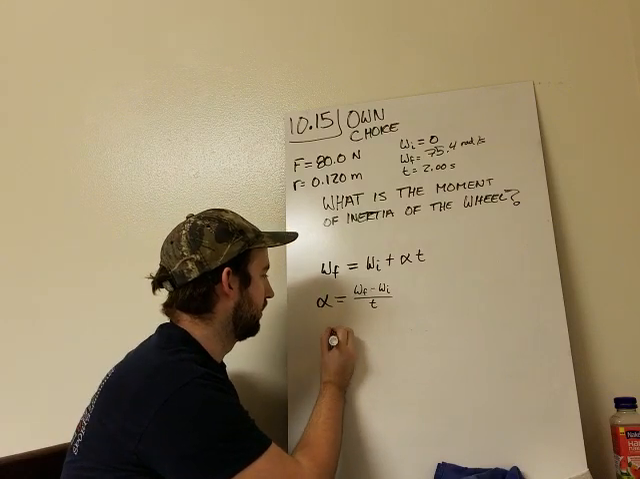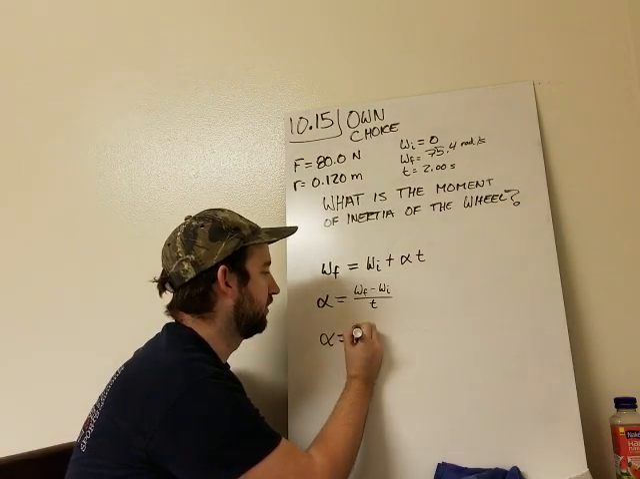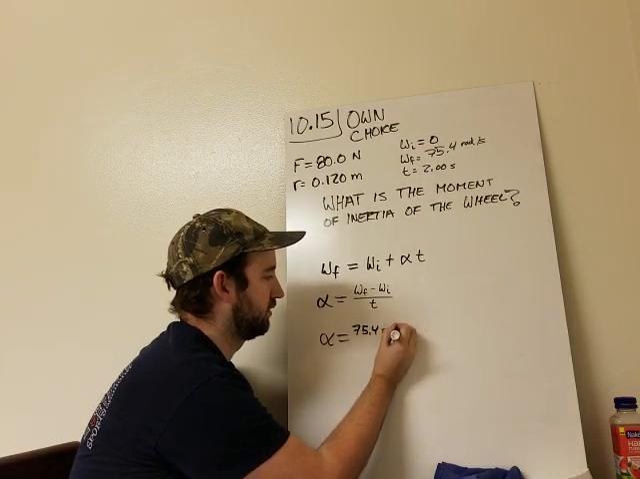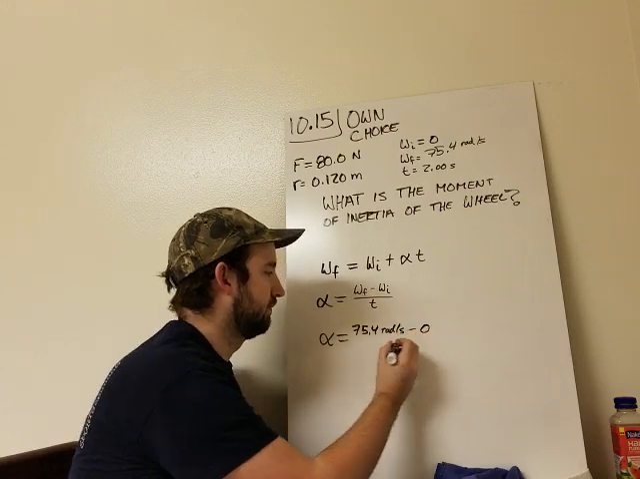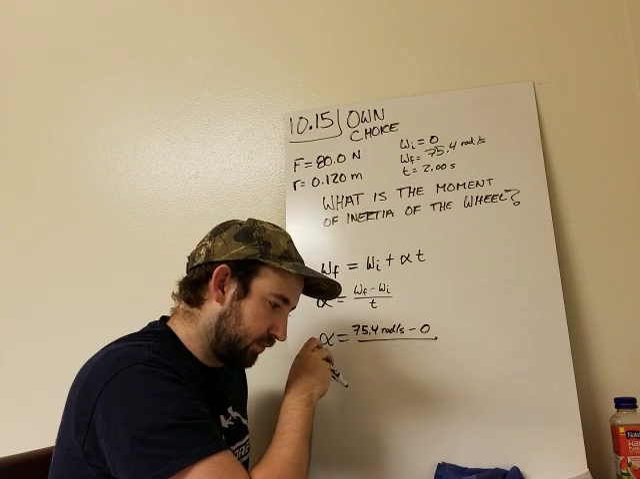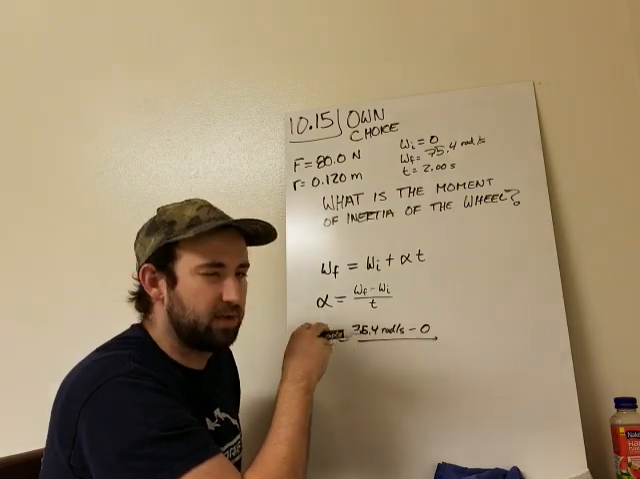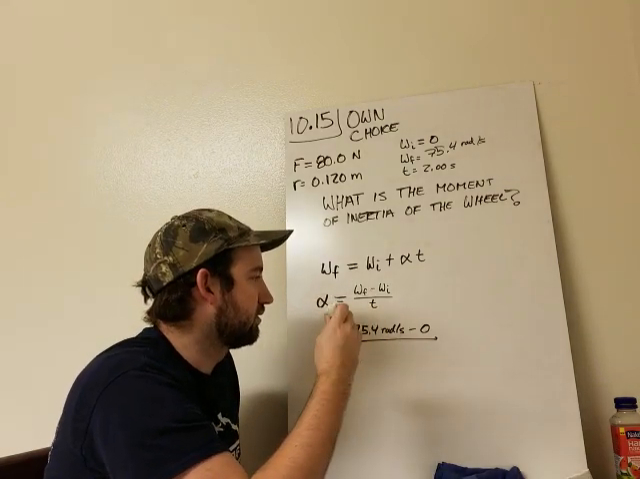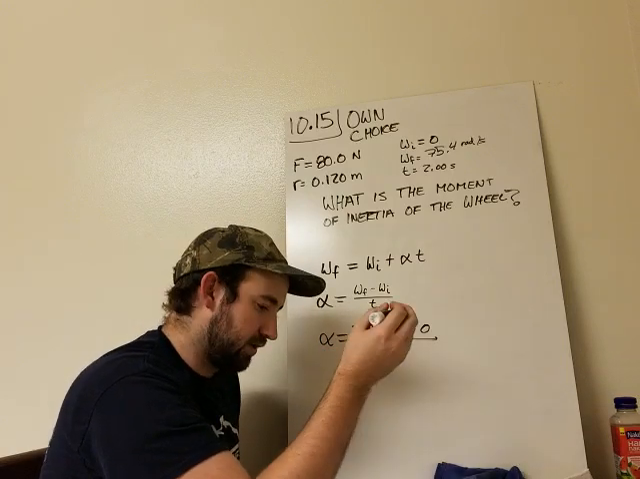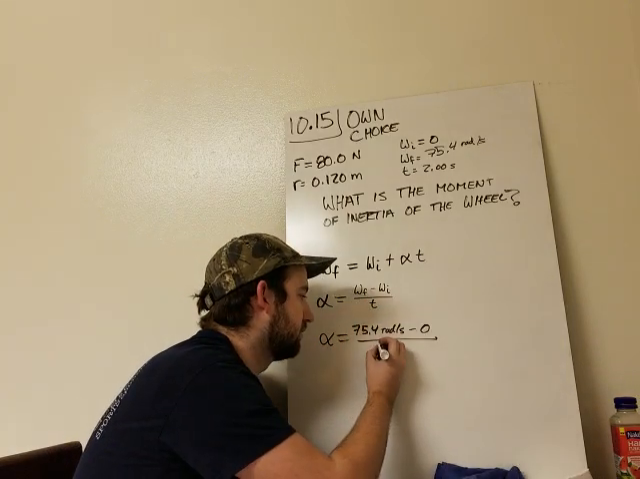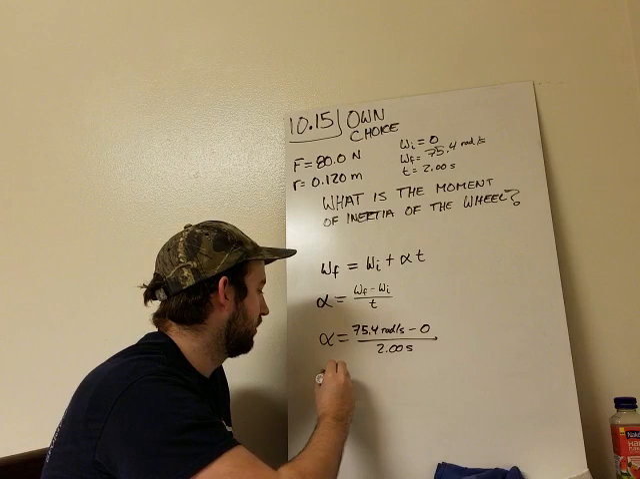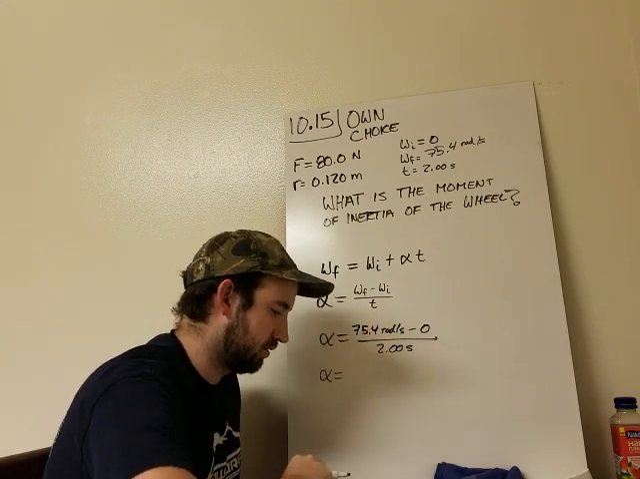So we know that angular acceleration is 75.4 radians per second minus 0, since that was our initial, and that's because it starts from rest. So of course if it's at rest, it's not moving, doesn't have any angular velocity. And now the time is just going to be 2 seconds.